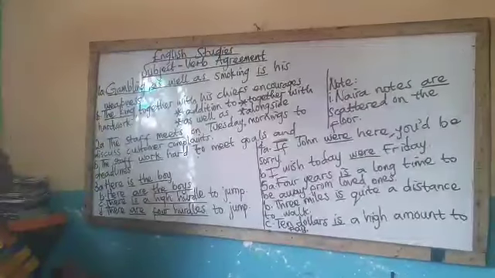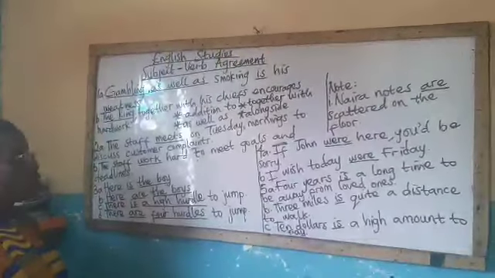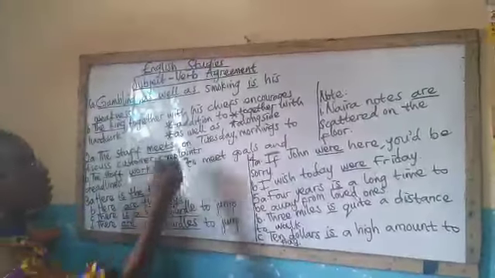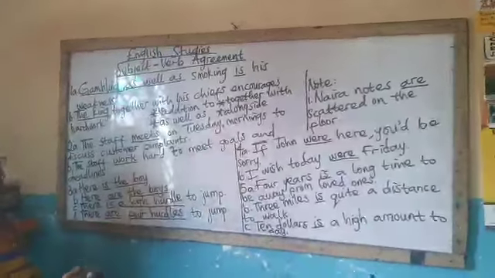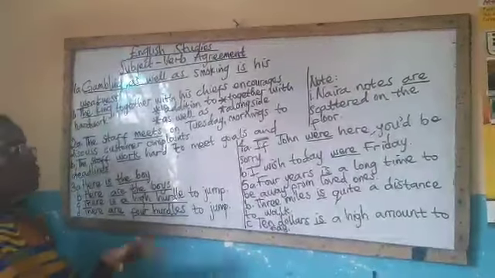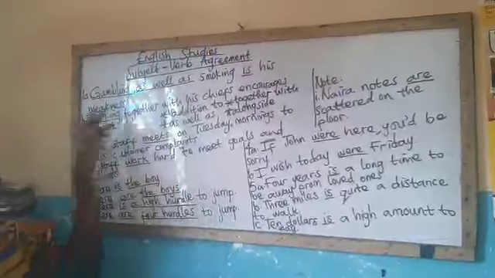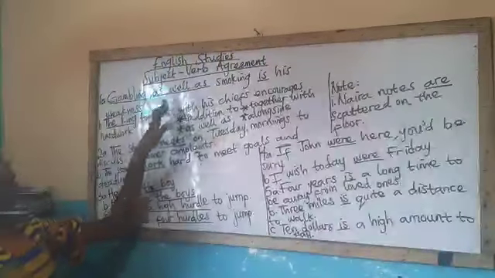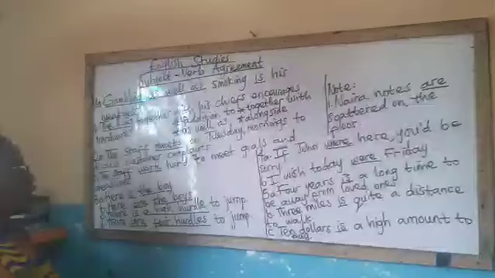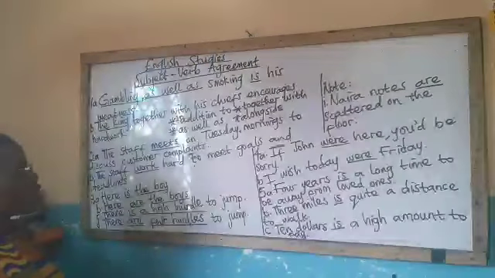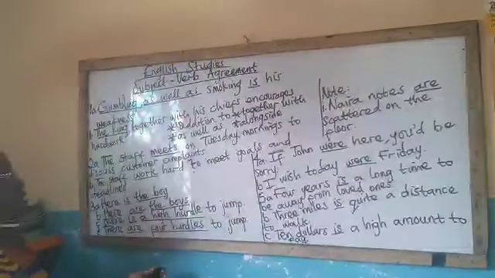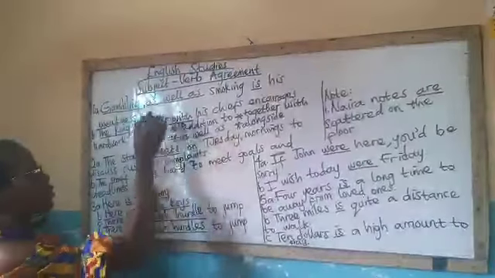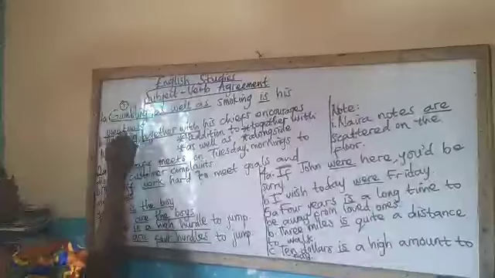The next rule is for subjects that are separated by expressions like in addition to, together with, as well as, and alongside. You ignore these words and focus on the initial subject. And so we have instances like: gambling as well as smoking is his weakness. The king, together with his chiefs, encourages hard work. Now we have to ignore words like as well as and together with. So the focus is on gambling and the king.